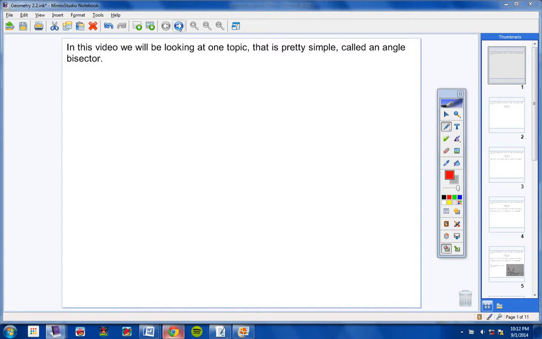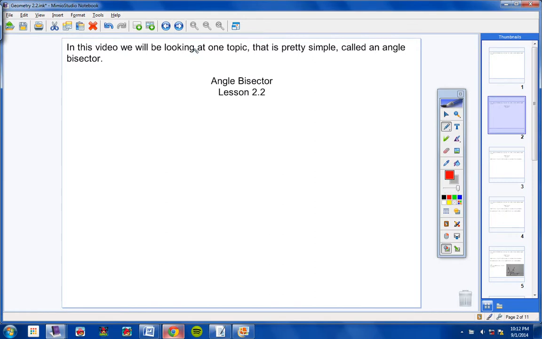So with that in mind, let's go ahead and copy down your heading today. Your heading is an angle bisector, lesson 2.2. And please include the date. Let's fix that real quick. Sorry about that. Let's go ahead and include the date in your notes, please. All right, angle bisector lesson 2.2 is your heading. Please write all of this down and include today's date.